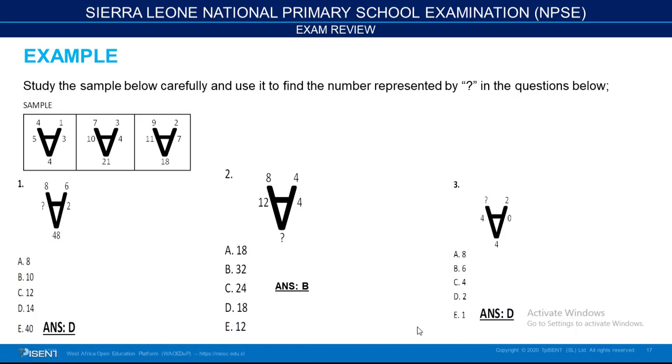Remember, you will be given a sample. From this sample, a common pattern that applies is what you must use. Common pattern means the same pattern you find here will be the same pattern here, and will also be the same pattern here. That same pattern must be used to work throughout the questions given.